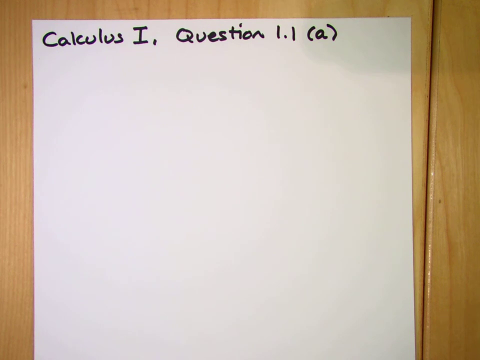Okay, here's the question. For each pair of points, A and B, find delta x and delta y in going from A to B, find the slope of the line joining A and B, find the equation of the line joining A and B in the form y equals mx plus b, and then find the distance from A to B. Now we have 6 different pairs of points, and I'll do each one in a different video.